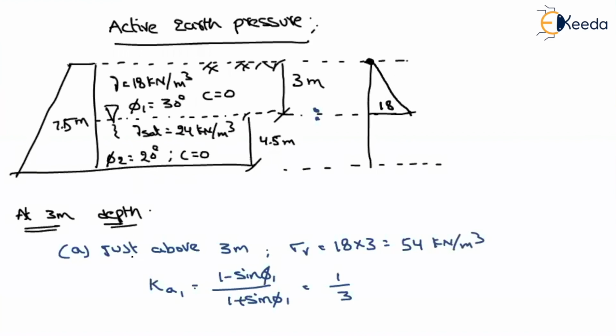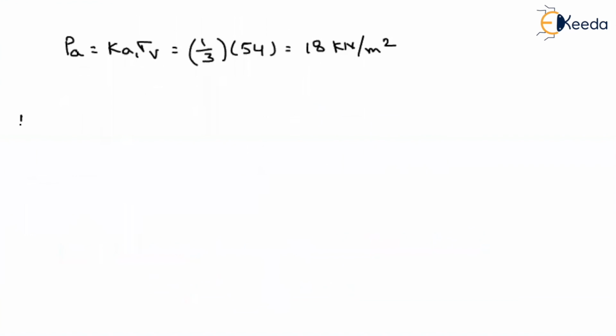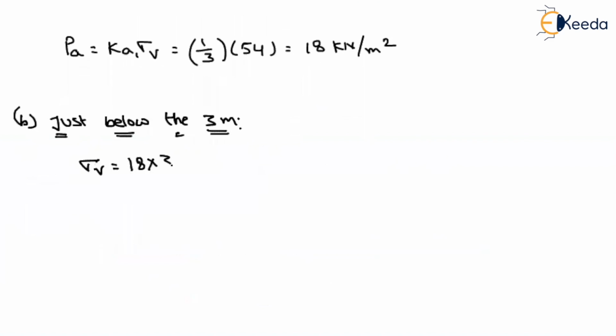Okay, now we will see just below the layer what is the active earth pressure. Let us consider another case, that is just below the 3 meter. Imagine, do you think your vertical stress will vary here? At the same layer, what is the distance we are considering? We are not even considering 1 mm. That means vertical stress will vary? No, vertical stress will be same. That will be sigma V, equal to 18 into 3 again, that will be equal to 54 kilonewton per meter square.